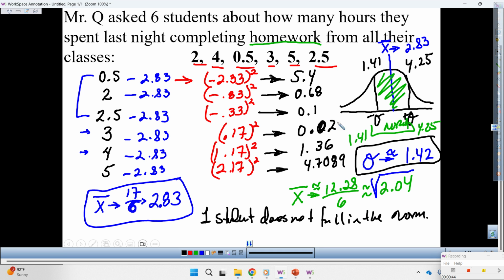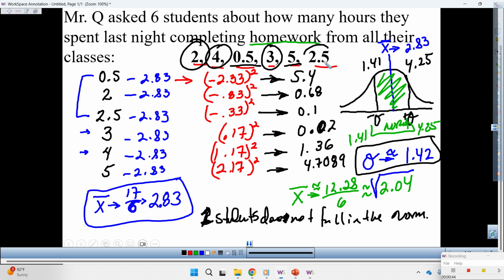Okay, let's see. Let's double check. 2 hours is 2 in between 1.4 and 4.25. 4, is that between those numbers? Is 0.5? No. How about 3? Yes. How about 5? No. Okay, so then let me change this to 2 students do not fall in the norm.